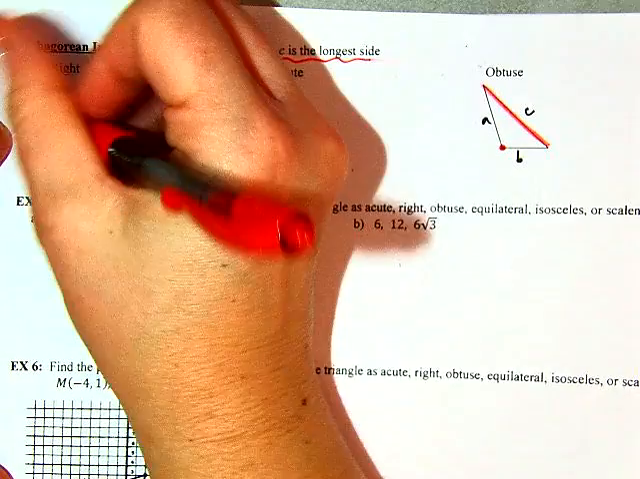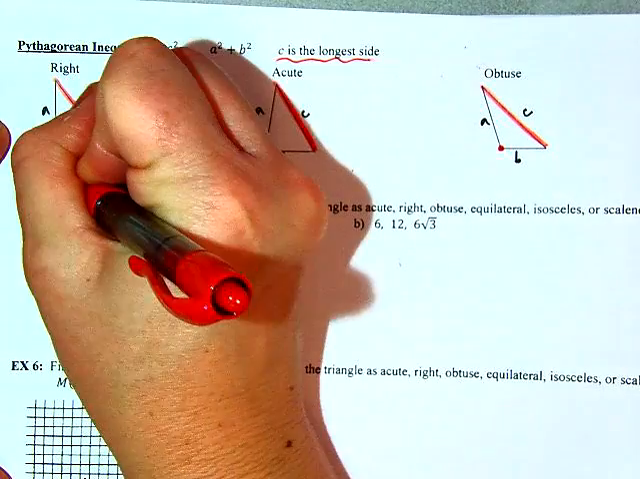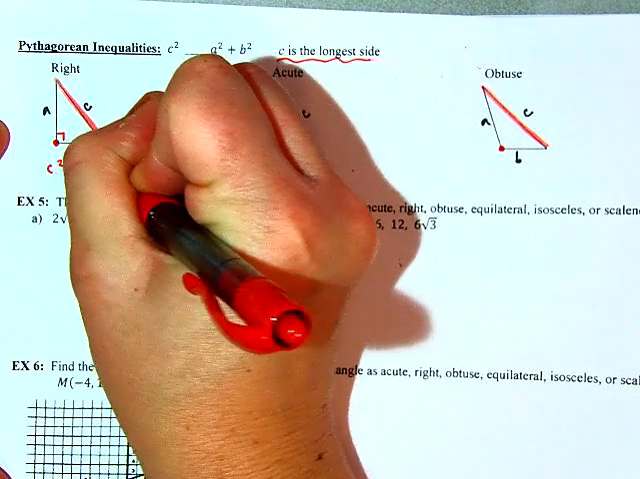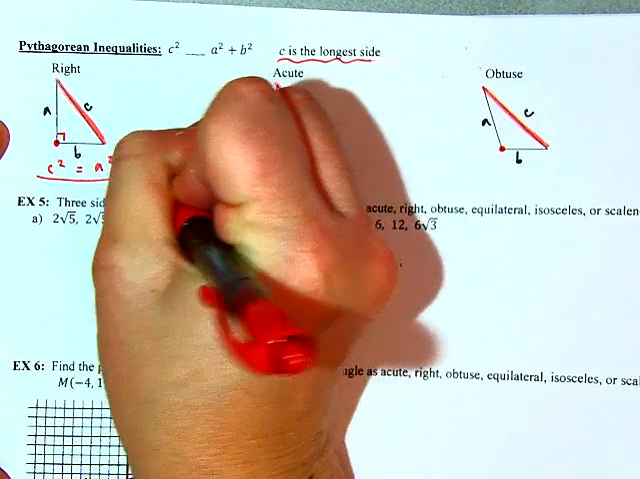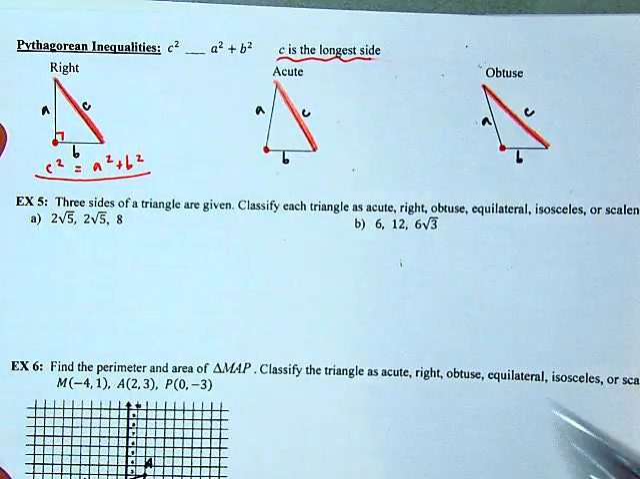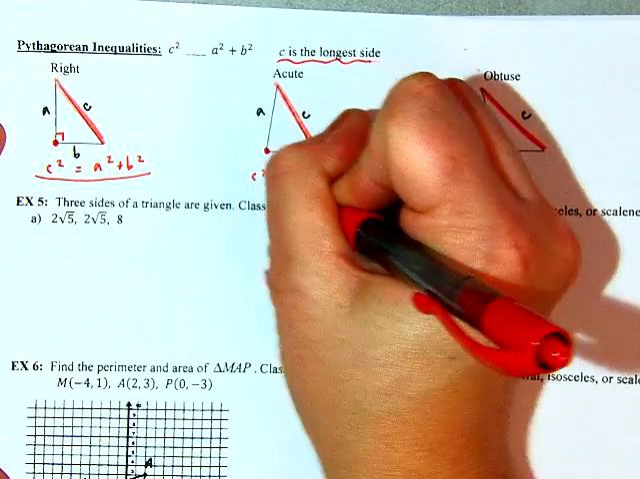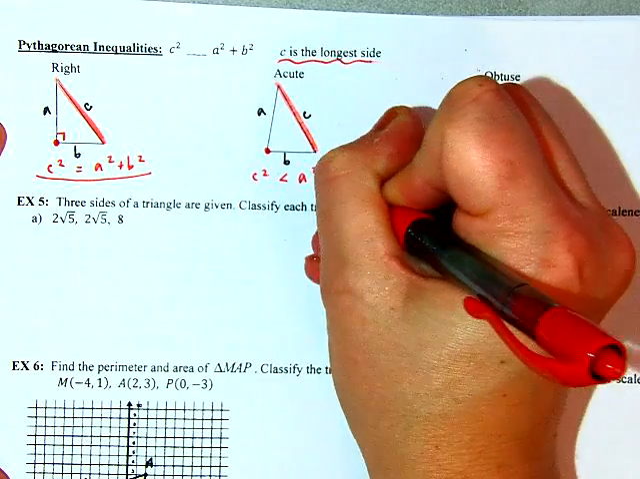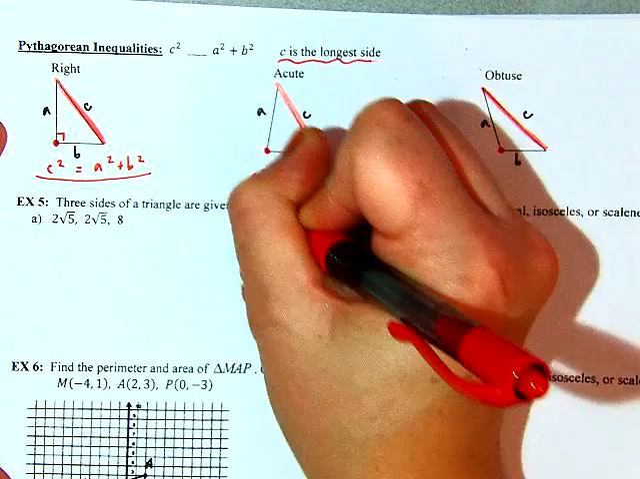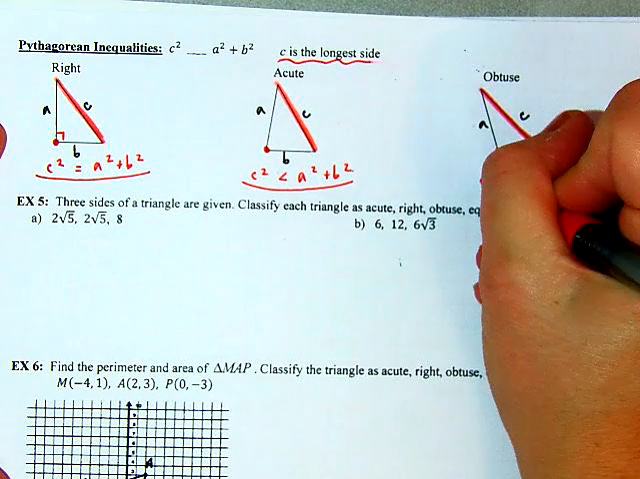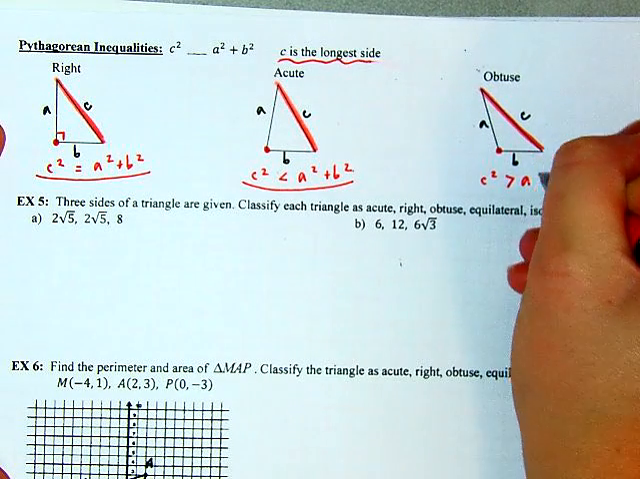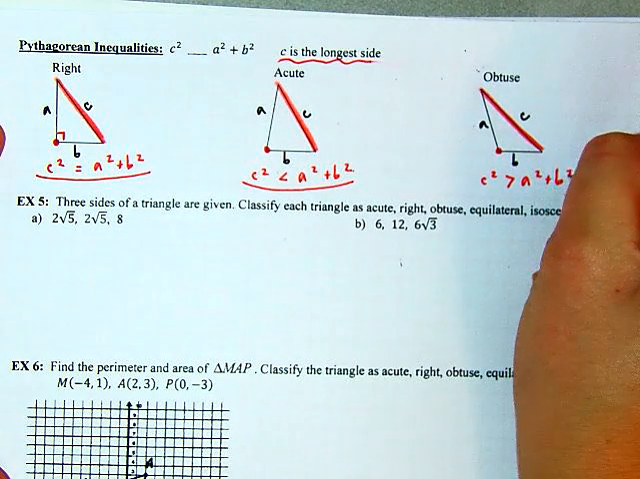All right, so when it's right, this is a right angle, and c squared would be equal to a squared plus b squared. Okay, when it's acute, c squared will be less than a squared plus b squared. And when it's obtuse, c squared is greater than a squared plus b squared.